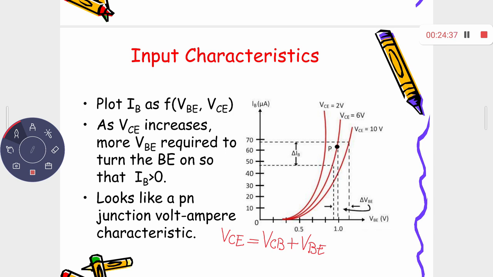What happens to IC? Suppose you have 1000 such electrons crossing that particular sufficiently large width. Say for example, out of 1000, let there be 990 electrons ultimately collected, and the rest 10 electrons recombined, right? So 10 here, 990 there.